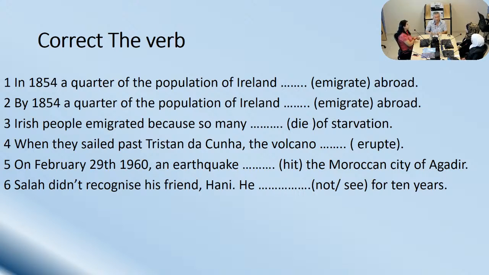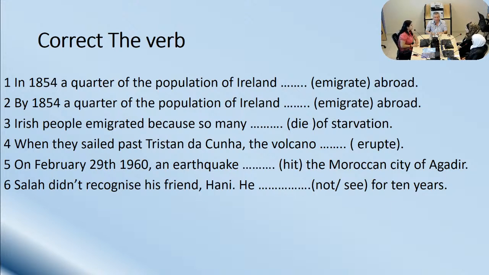The presence of by plus time means we talk about something that happened before that. Number three, Irish people immigrated because so many were dying of starvation. Number four, when they sailed past Tristan da Cunha, the volcano erupted. Now, if we explain number three: Irish people immigrated because so many were dying of starvation, or had died.